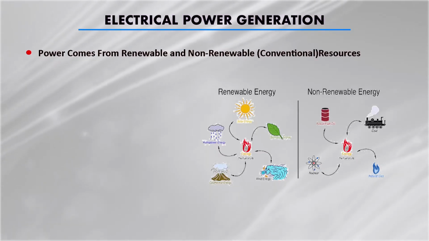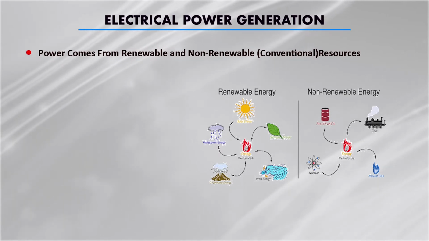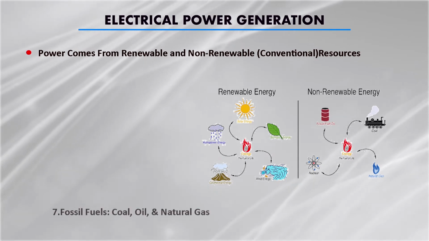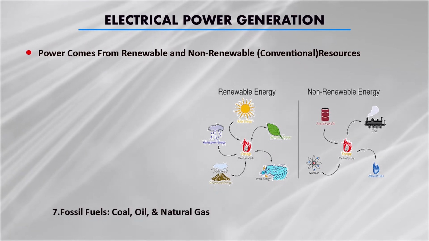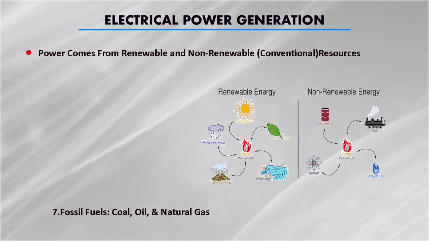There are various sources of energy which can be used to produce electrical power, and this power comes from renewable or non-renewable sources. The non-renewable sources are the conventional energy sources, which you can obtain from fossil fuels like coal, oil, and natural gas. If you use them more, they can deplete.